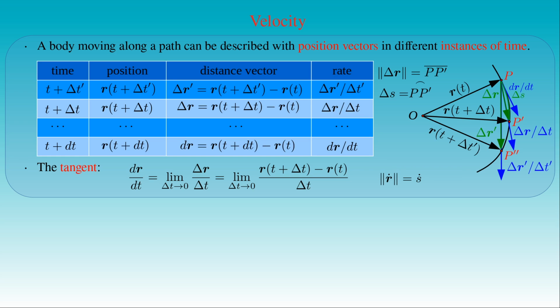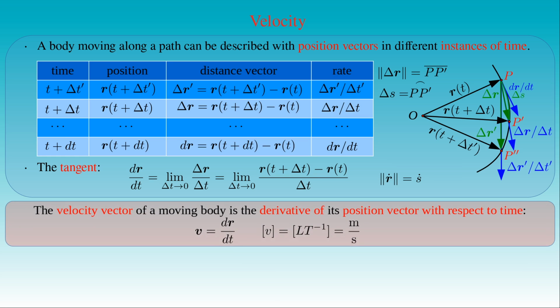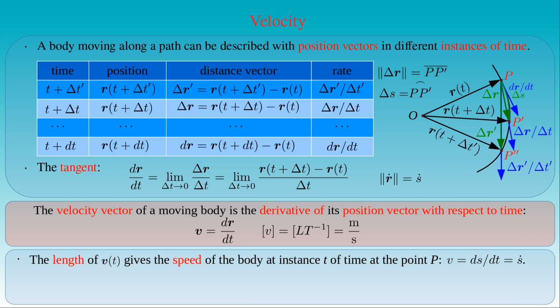Now we can conclude that the velocity vector of a moving body is the derivative of its position vector with respect to the time. That is, the vector v is equal to dr over dt. As we saw in the case of the speed, its unit is the unit of length divided by the unit of time. By definition, the velocity is a vector function similar to the position vector, since we derived it by differentiating the position vector with respect to the curve parameter. That is, the length of the velocity vector v(t) gives the speed of the body at the instance t of time at the point P.